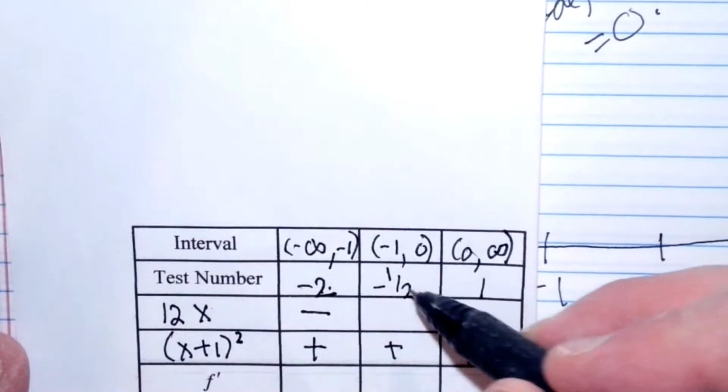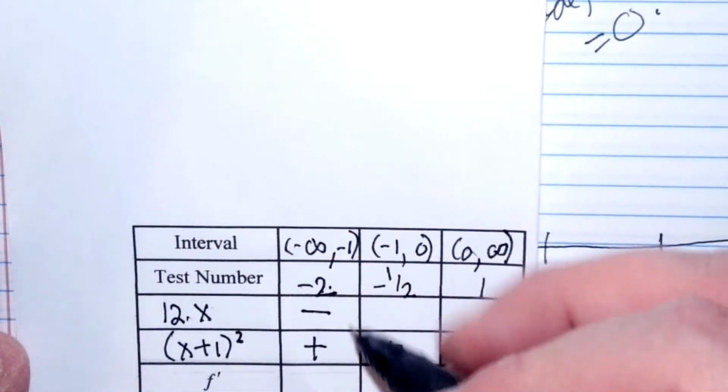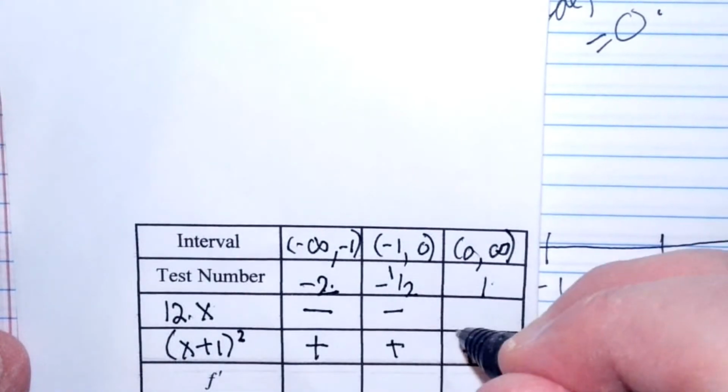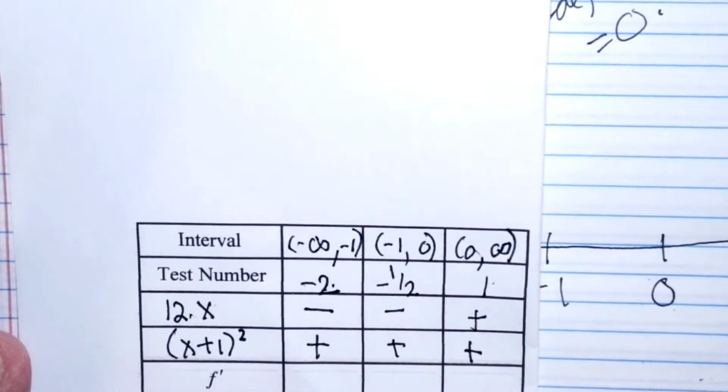Alright, so what about the negative 1/2? Well, if I substitute that in here, it's going to be negative. And what about the 1? If I substitute that in there, that would be positive.